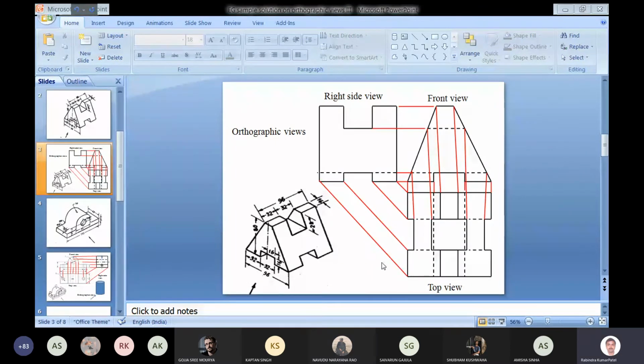Sir, these red color marked lines, are they important, or are they just for construction? If you don't show them, it is still all right. In this case, we just draw one view and start transferring the dimensions to other views, so we don't have to measure the same thing again and again.